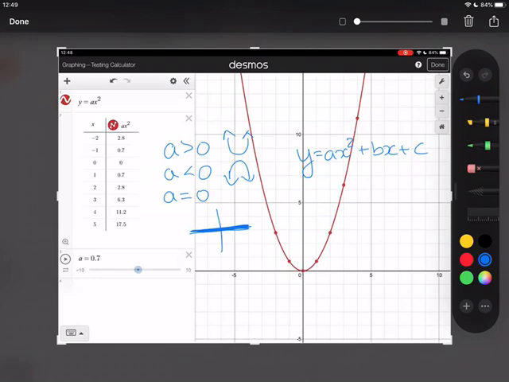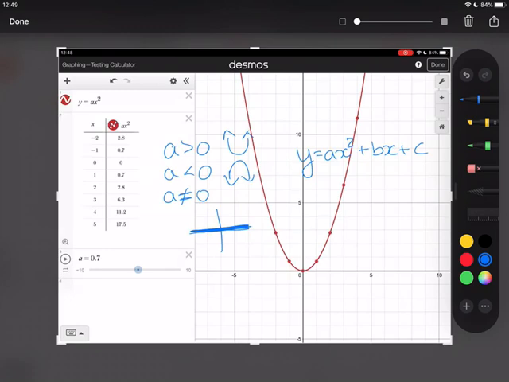I can state some conditions on a. A cannot equal 0, because if it does, it's actually not quadratic anymore. And I know that when a is greater than 0, it's opening upwards, and when a is less than 0, it's opening downwards. So I'm able to say this about a.